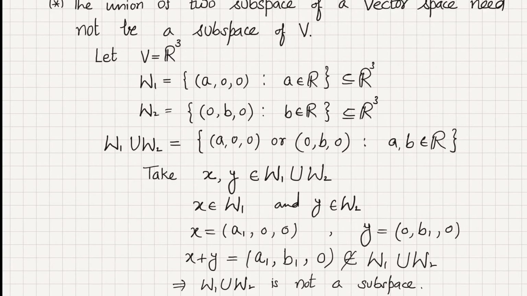So we see that the union of two subspaces is not a subspace in general, but there is a condition. If that condition is satisfied by those vector subspaces, then the union of two subspaces will be a subspace again. So let us see that condition.